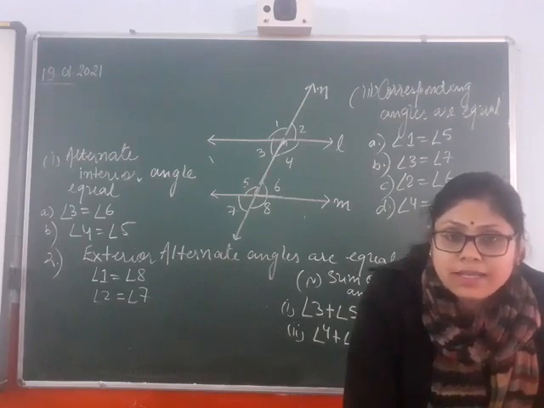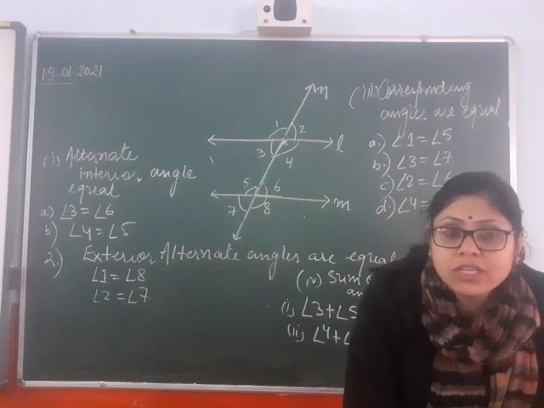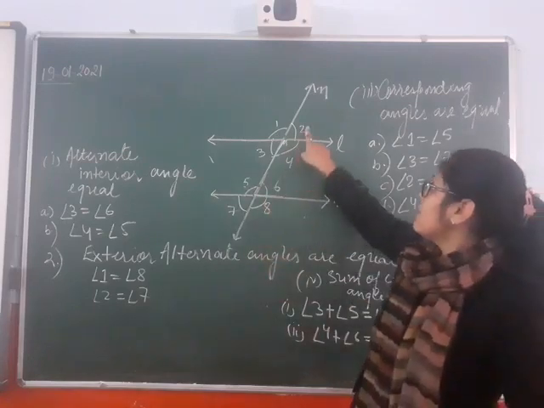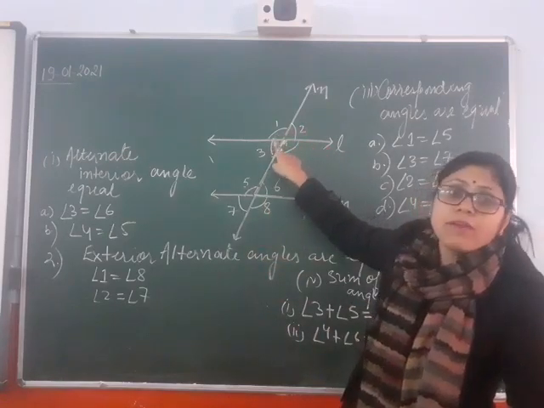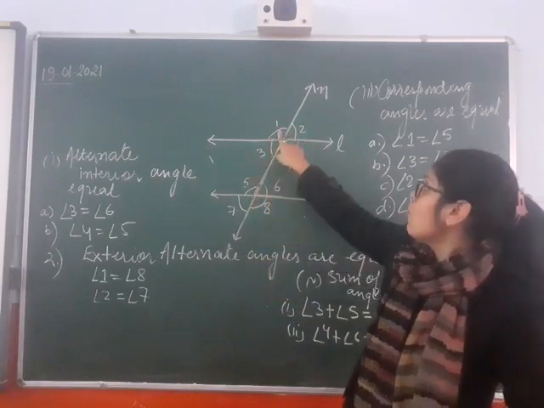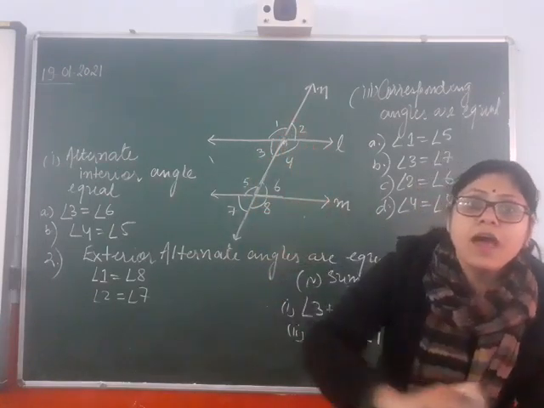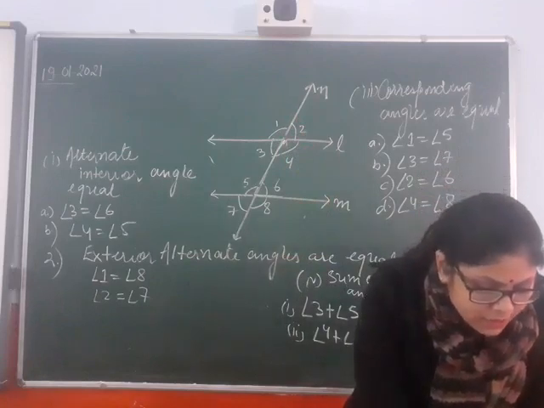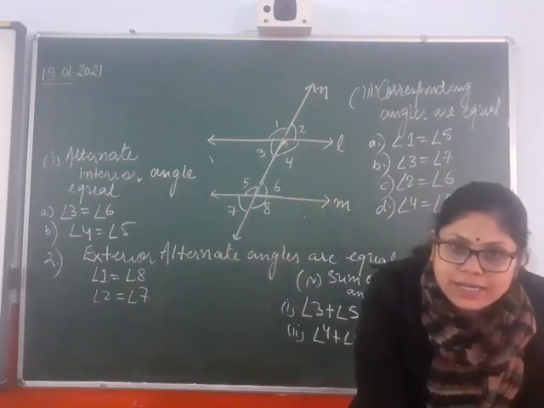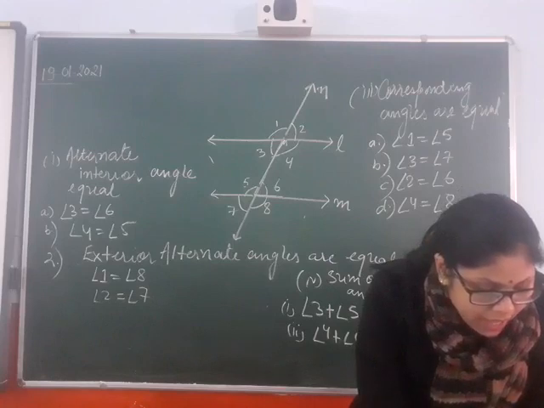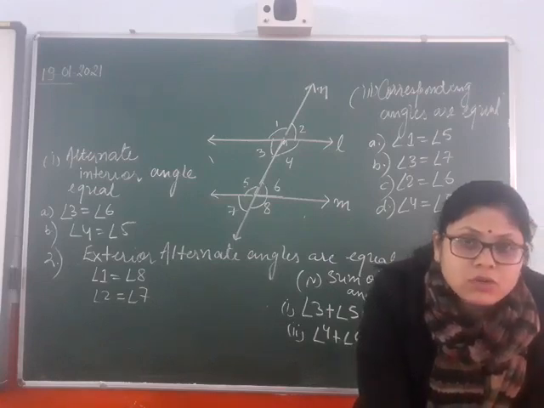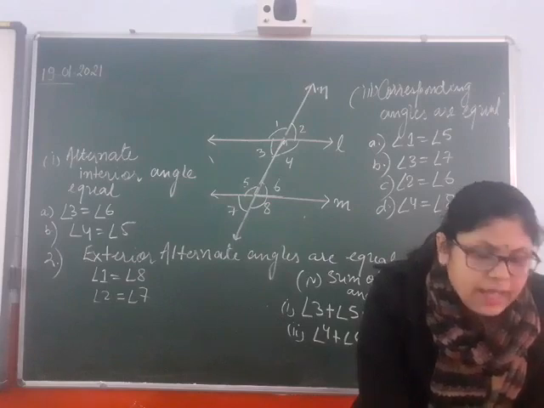The opposite angles are called vertically opposite angles. Like this, 2 and 3 are forming vertically opposite angles. 1 and 2 are next to each other, which means they are forming adjacent angles. Then we have to write alternate angles, and then you have to write corresponding angles and co-interior angles.